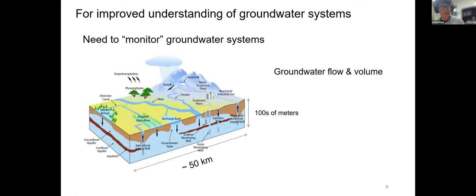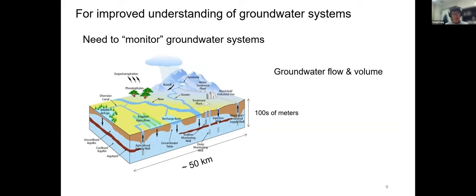So it is critical to manage groundwater in a sustainable fashion. We need to improve our understanding of the groundwater system, and for this there are two important things. First, we need the ability to monitor the groundwater system. Monitoring means we want to monitor how the groundwater flows and how the volume of water changes through time. Given the scale of the problem, it's an extremely challenging task. A typical size of a water basin is about 50 kilometers by 50 kilometers, and you may be interested in the depth direction, which is 100 meters.